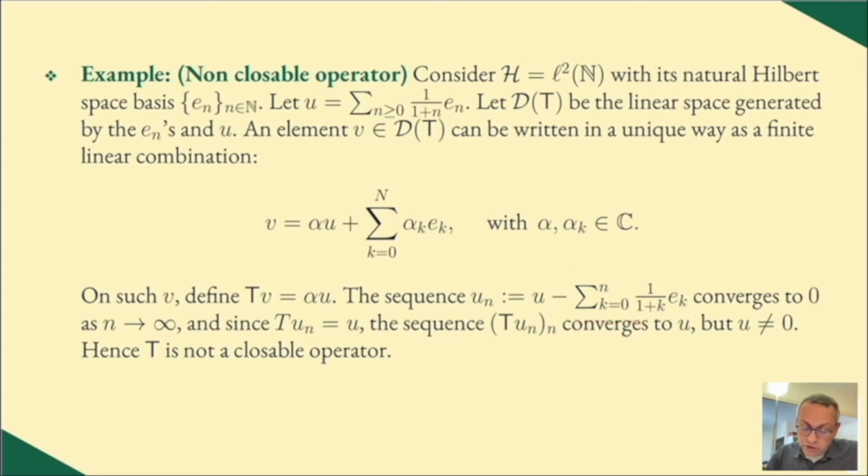Also, by definition of T, so this is the operator T here, and T of u_n is a finite linear combination of E_k. I discard them, so I'm just left with u. So T on u_n is equal to u for any n. So it's a constant sequence, so it trivially converges. It converges to u, of course, but u is not equal to 0. Right, so this operator cannot be closed.